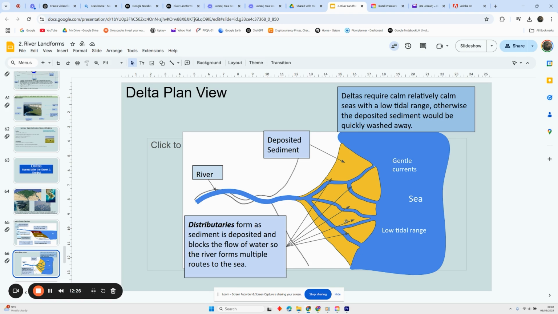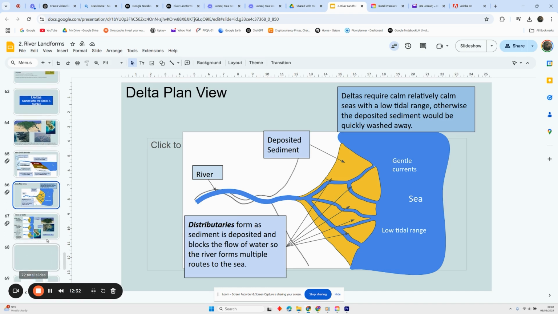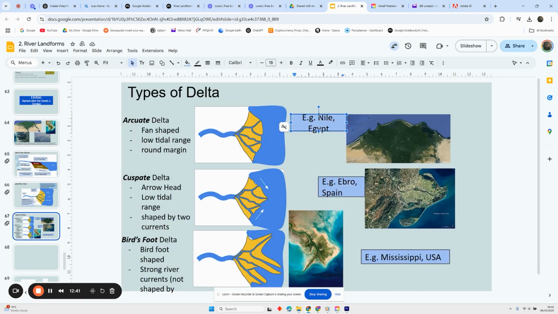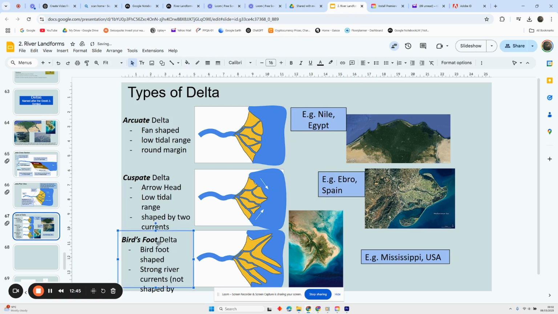So the river is creating its own network of waterways. Exactly, and that's what gives deltas their triangular shape. But I know not all deltas look the same. Some are more rounded, some are pointed, some look like a bird's foot. What causes those differences? That's a great observation. It depends on things like the river's flow, the tides, the currents, and even the type of sediment.